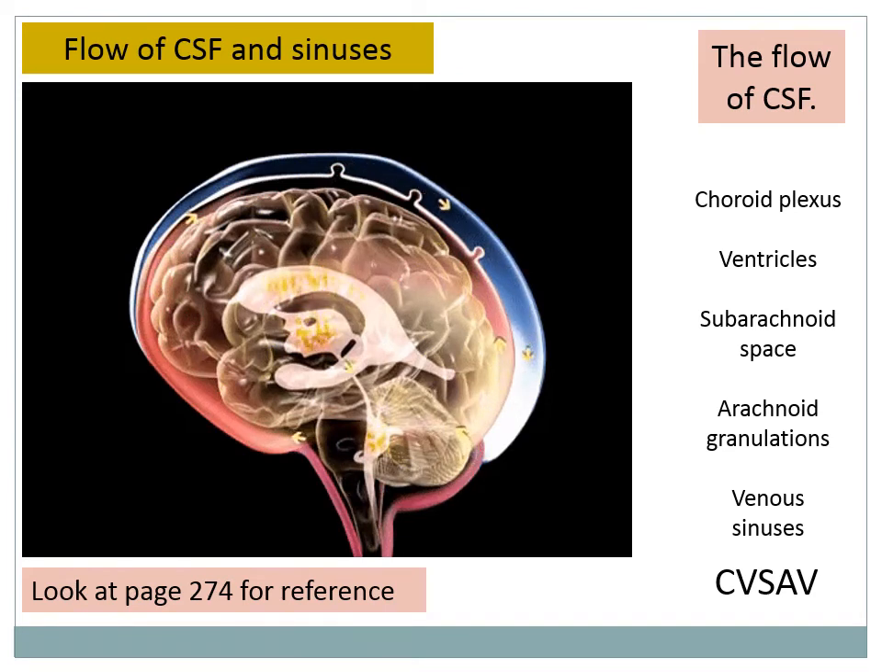So this is the flow of cerebrospinal fluid through your brain. So it starts out at the choroid plexuses, goes to the ventricles, to the subarachnoid space, to the arachnoid granulations, to the venous sinuses. So that's just a flow of CSF, how it goes through the brain. You can remember the flow as CV save. So if you can remember it as CV save, that is the flow of our cerebrospinal fluid.